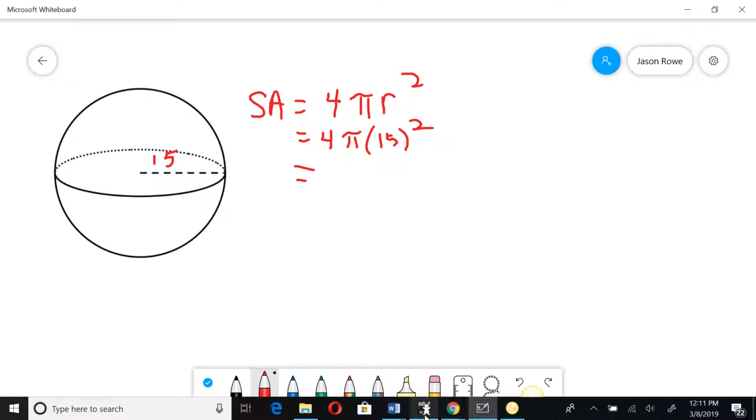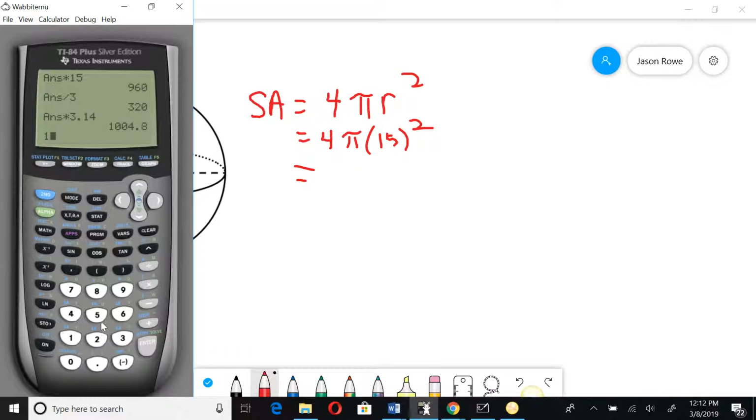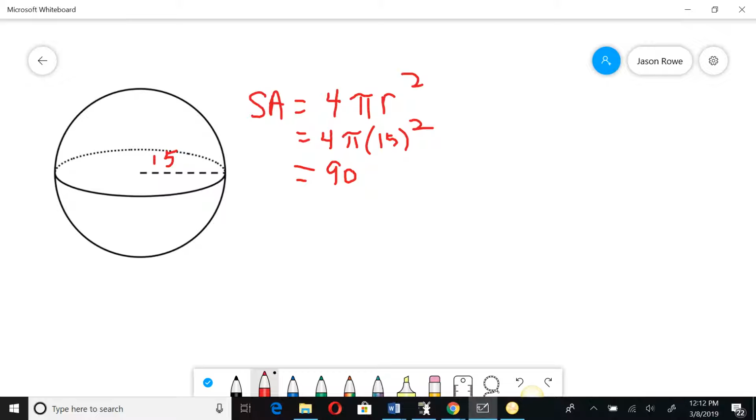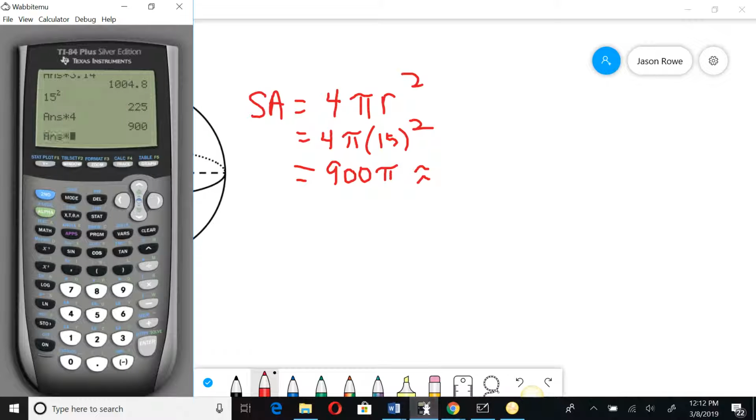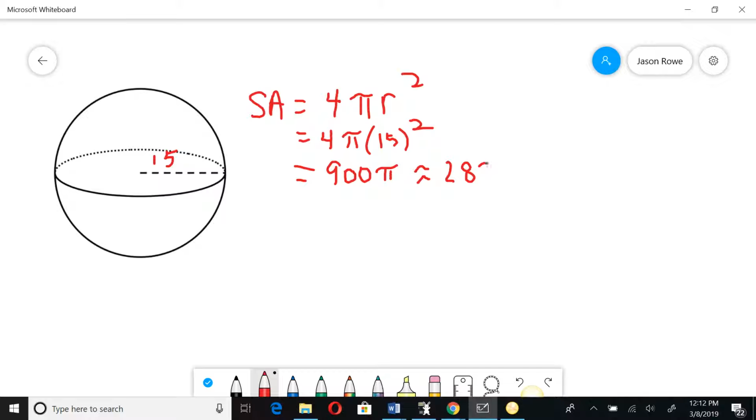And as always, if you're not sure, pull that calculator out. 15 squared is 225. 225 times 4 gives us 900 pi. And ladies and gentlemen, honestly, I'm perfectly happy if you leave your answer as that. That's called the exact answer. But if you must, go ahead and multiply that by 3.14 if you wish. Remember, this is an estimate for pi, so that would be 2826. And as always, since this is area, that would be whatever the units are squared.